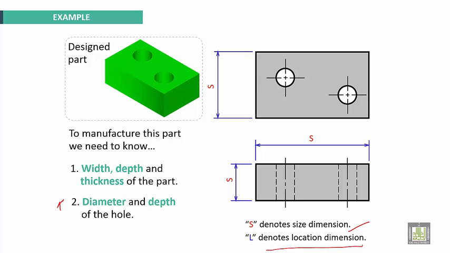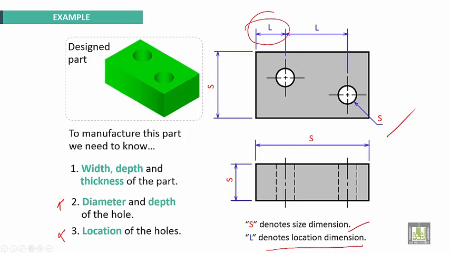Second, the diameter and the depth of the hole. This is the diameter of the hole. We need to know the location of the holes. This is the location of the hole.